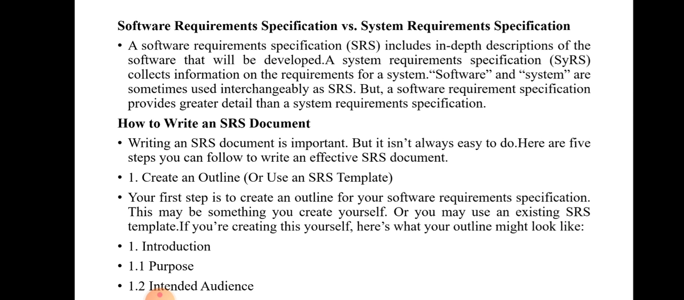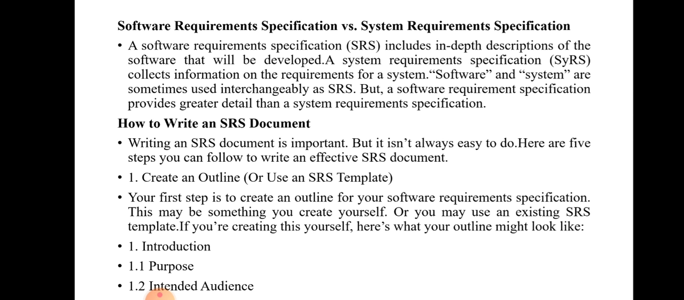So how can we write a software requirement specification document? Writing the SRS document is a very important and essential task. The first step is to create an outline, which means we have to create a template for a particular product or process. So in the first step, we create an outline for specifying the requirements of the software. This is something we can create for ourselves.